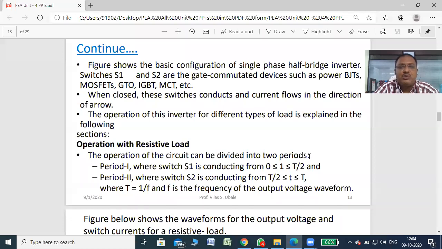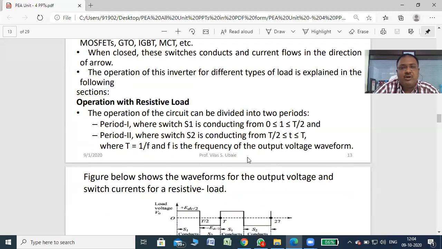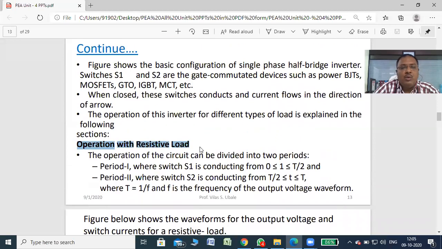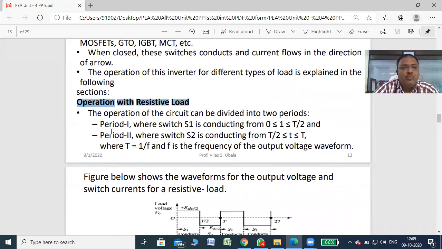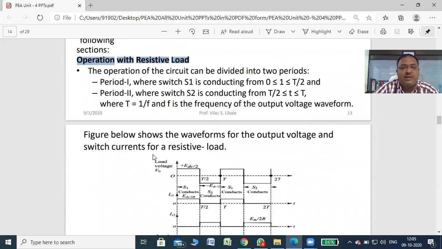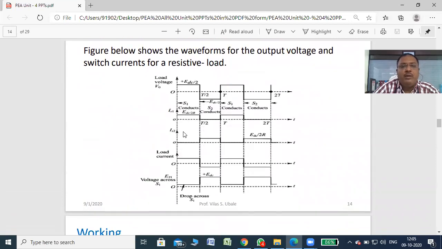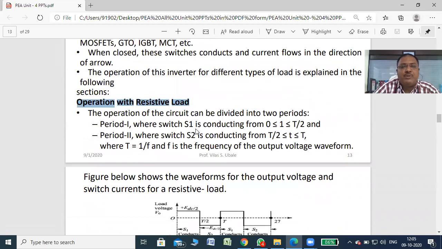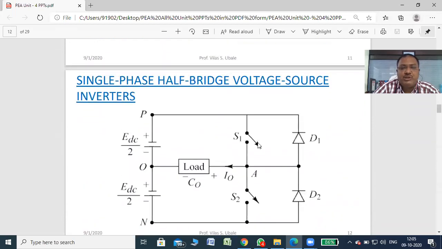In the above figure S1, S2 are the switches. Then when the switches are closed, see the operation, that is very important, operation with resistive load. So what happens exactly? Period 1, you can see here in the waveform. When S1 is on, what happens? If this S1 switch turns on, I'll just draw with the help of a pencil. So here S1 is on.